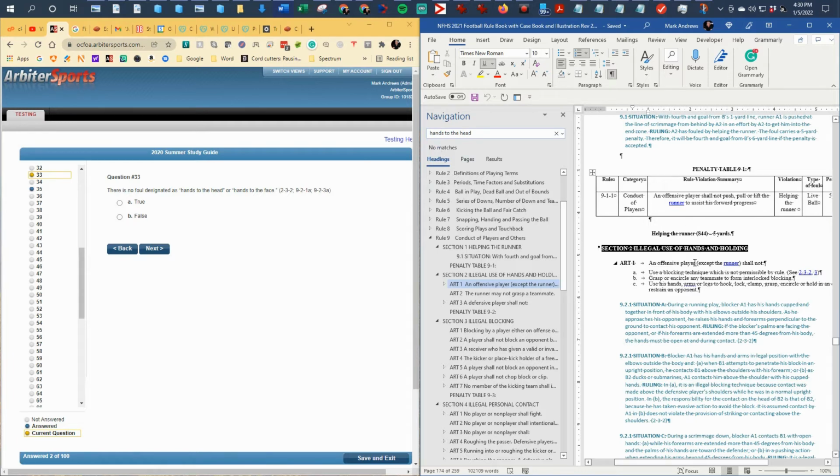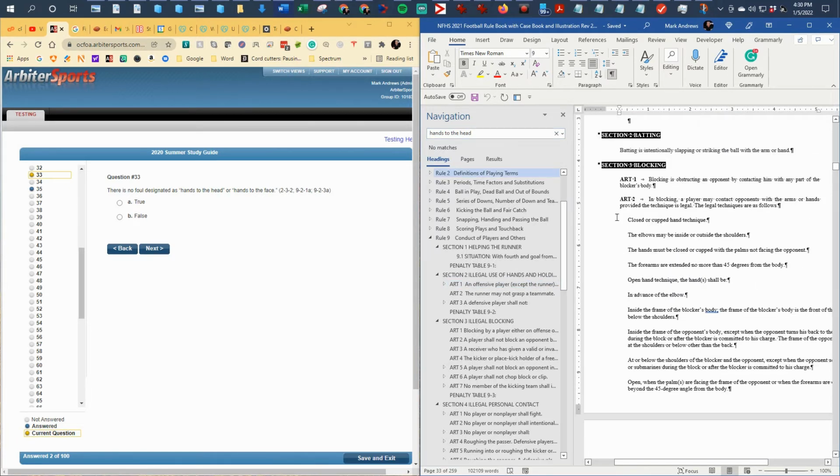2-3-2. It says an offensive player, except the runner, shall not use a blocking technique which is not permissible by rule. Okay, and then grasp or encircle a teammate, uses hands or legs to hook. So these last two are the prohibitions against holding. So if we go to 2-3-2 to find out what the illegal blocking techniques are, here's a whole list of things that a player may do to contact an opponent with arms or hands, provided the technique is legal.